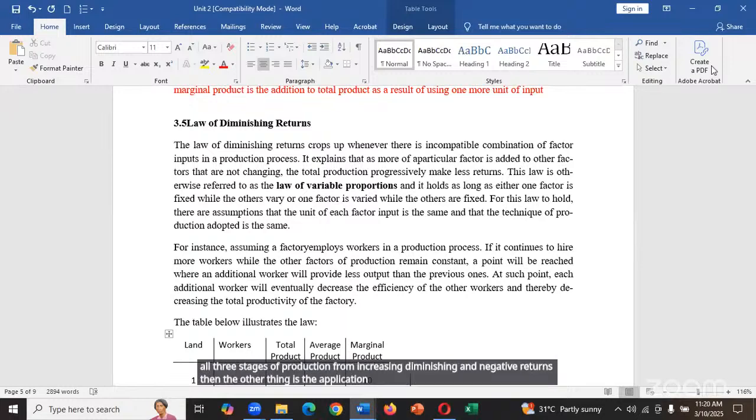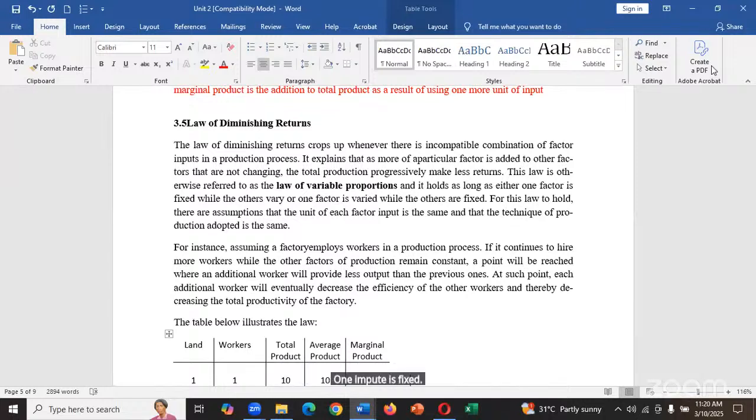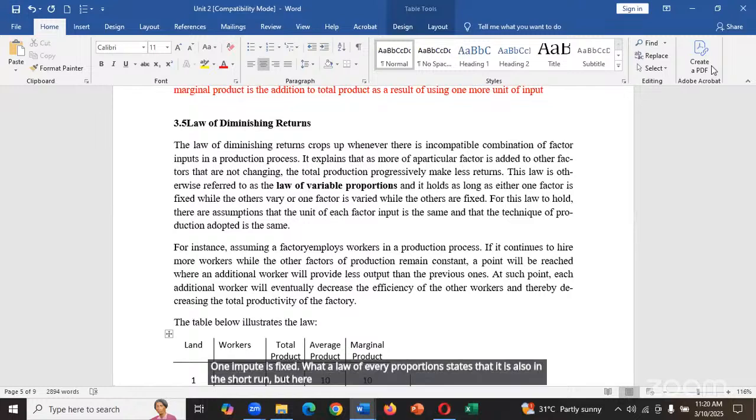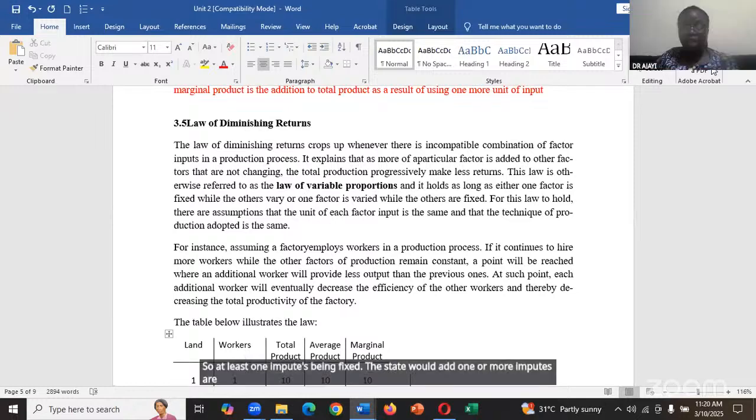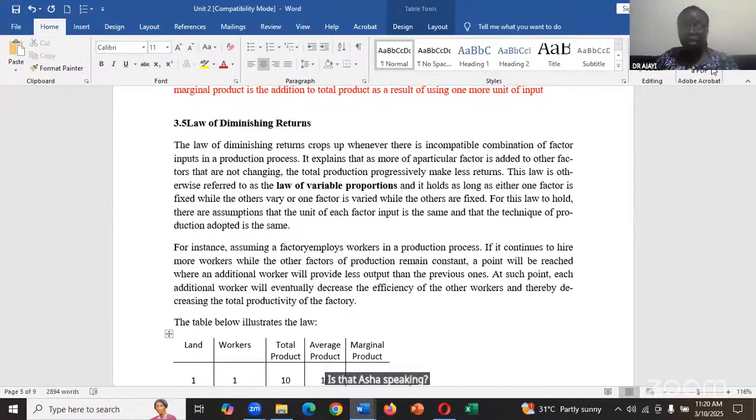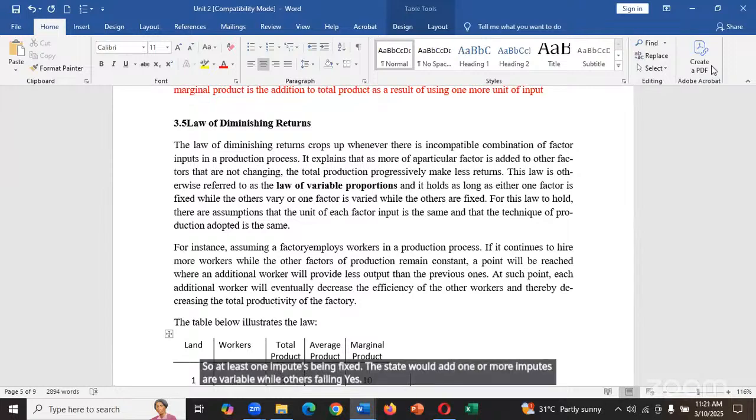The law of diminishing returns is in the short run, where at least one input is fixed. But the law of variable proportion states that it is also in the short run, but here one or more inputs are variable while others remain fixed. It doesn't restrict it to at least one input being fixed. It states that one or more inputs are variable while the others remain fixed. Is that Ashia speaking? Yes, ma'am. All right, thank you.